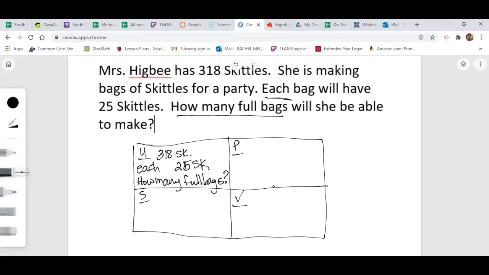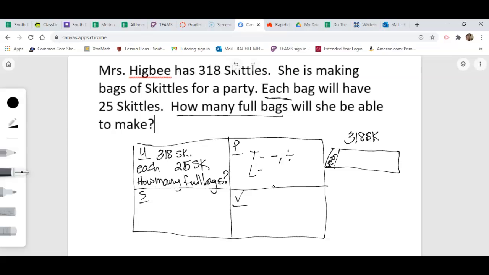So I need to think about my plan, my totals and labels. I know that I have 318 Skittles. I know that I'm going to have bags, and that each bag should have 25 Skittles. What I don't know is how many bags I'm going to get. So that tells me that I do know my total, and if I know my total, I'm going to subtract or divide. So next I look at my labels.